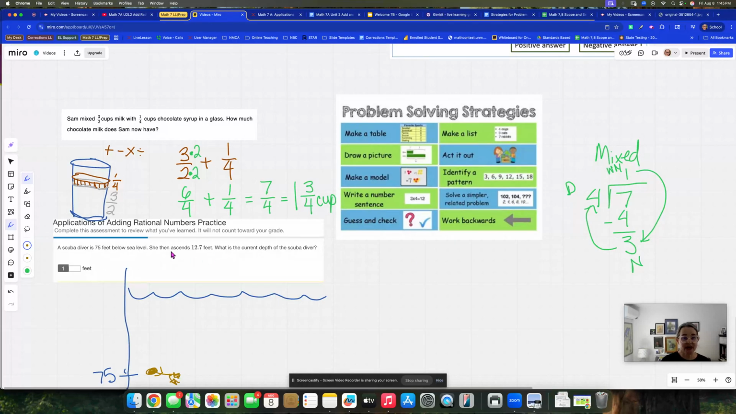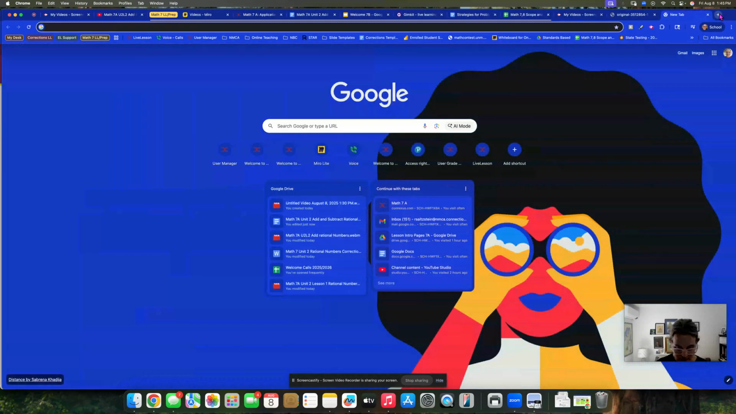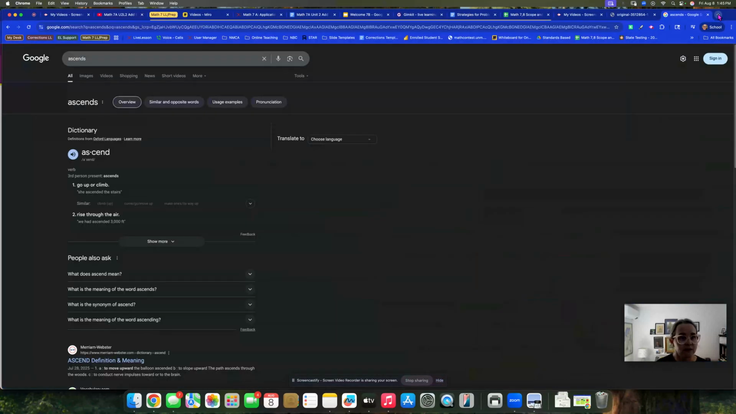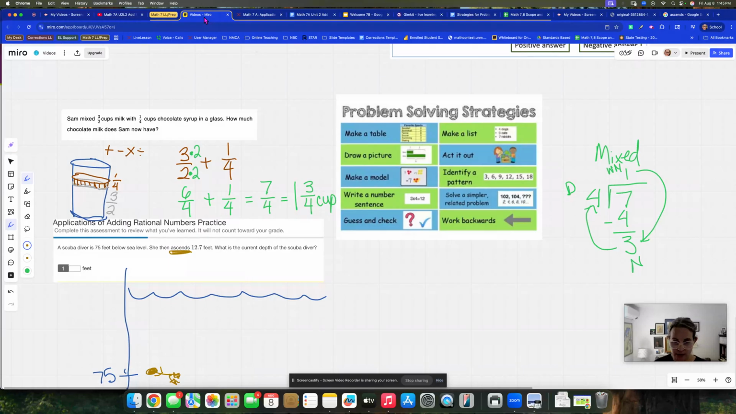So she ascends 12.7 feet. What the heck does that mean? I don't know. Let's look it up. Ascends. Let's see what it means. To ascend is to go up or climb. Great. So let's go back to my picture and let's draw an arrow that she is going to go up a little bit by 12.7 feet. And then we're going to get to the current depth. It's going to be right there.